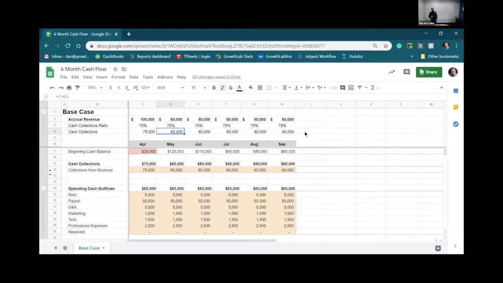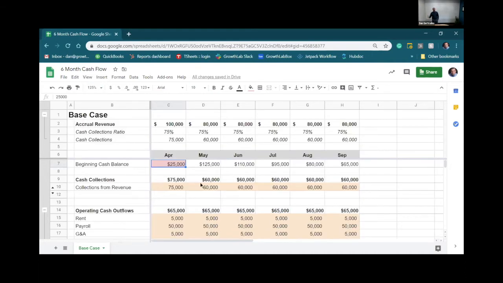So we start with 100 grand in revenue. We're going to collect about 75,000. So that's a great way to start a cash flow model. What's my accrual revenue and how much do I expect to collect? Now we go on to your cash balance. This could be the sum of all of the cash in your bank accounts, either just your checking account or your checking, your payroll, etc. Bringing all that into what was my starting cash balance on April 1st.